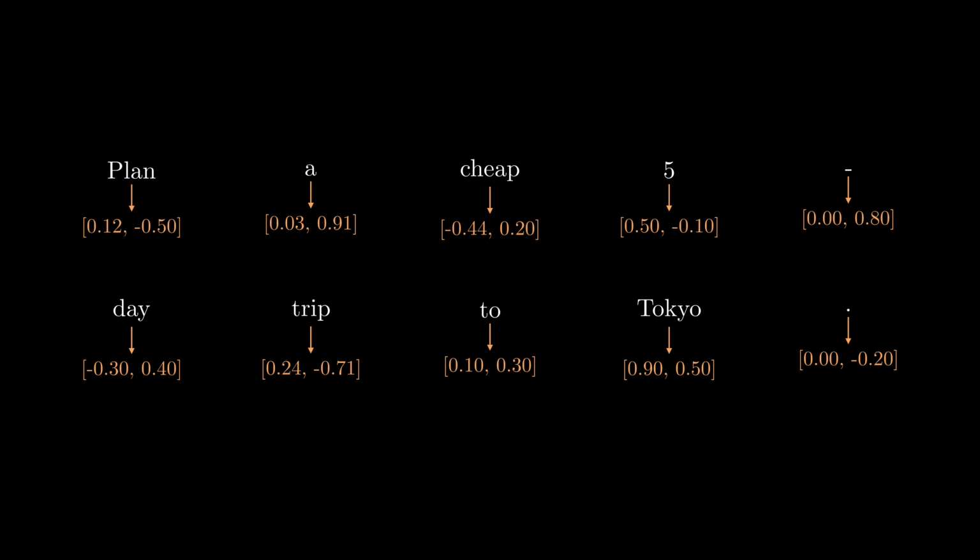Then each of those pieces is turned into a number, a position in a mathematical space. Words used in similar ways end up close together. For example, Tokyo and Paris are nearby, but carrot is somewhere far away. So now the model has a representation of each word. But that's still not enough, because meaning does not come from individual words. It comes from how they are used together.